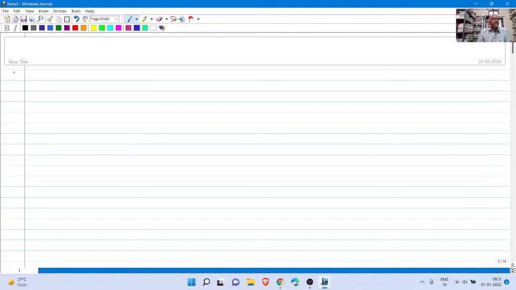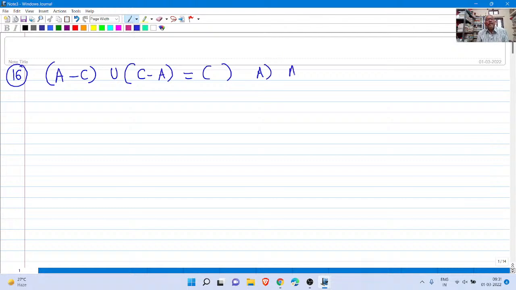16th question. A minus C union C minus A. So this problem is related to sets. Option A is A intersection C minus A union C.